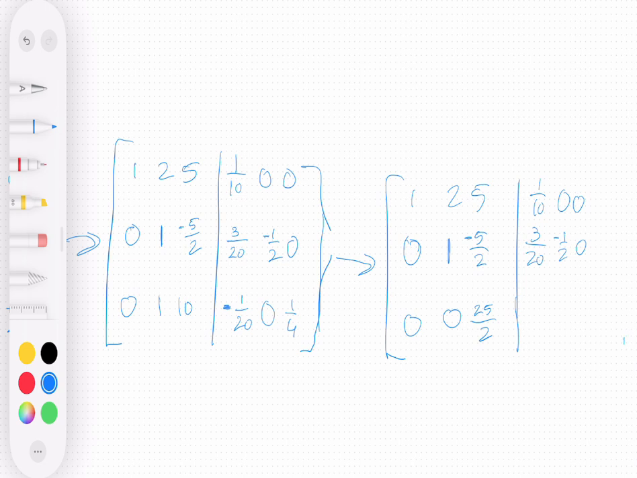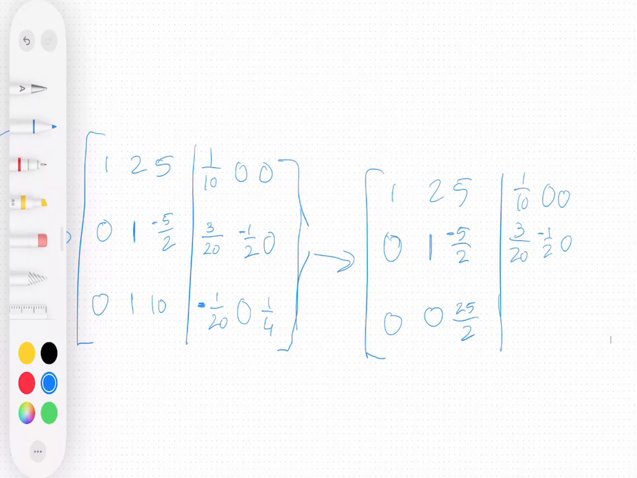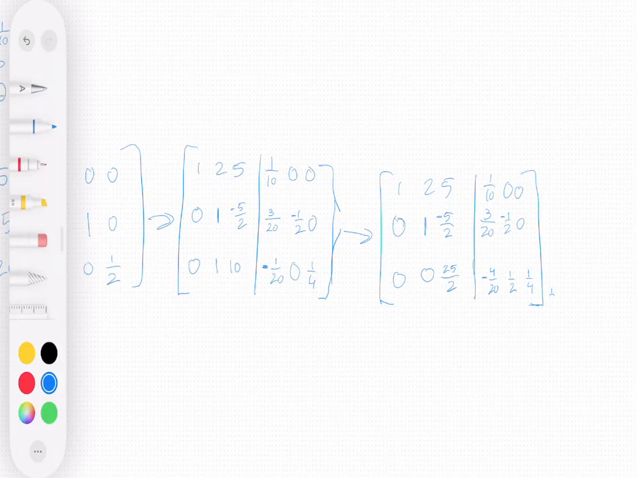And for here, that would be negative 1 over 20 minus 3 over 20, so negative 4 over 20. 0 minus negative 1/2, which would be 1/2. And 1/4 minus 0, which would be 1/4. So here we go. And we're almost done.